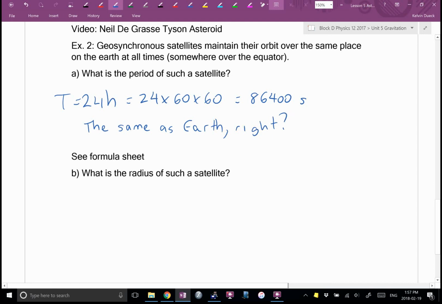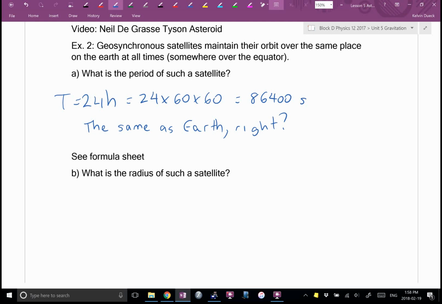Same as Earth on your formula sheet, right? It says the period of the Earth is 8.61 times 10 to the 4. It says 86,100. But we just crunched the numbers and we got 86,400.